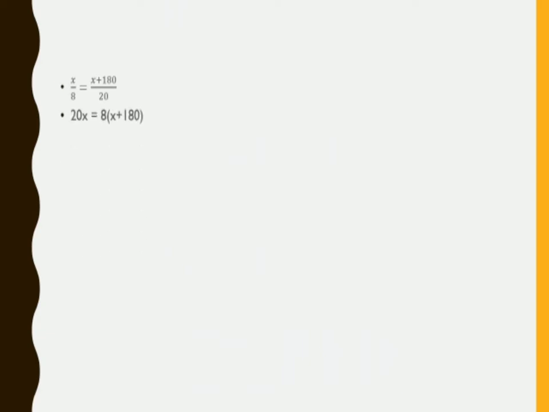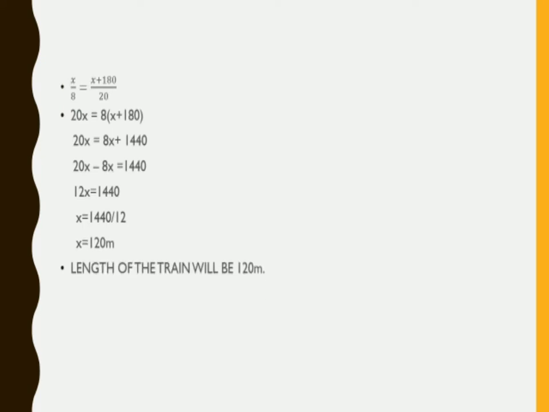Solving it step by step gives you the answer for x. x will be the length of the train. The length of the train will be 120 meters by solving that equation, and applying this length of the train in our formula, we'll be getting the speed of the train. The speed of the train will be 15 meters per second.